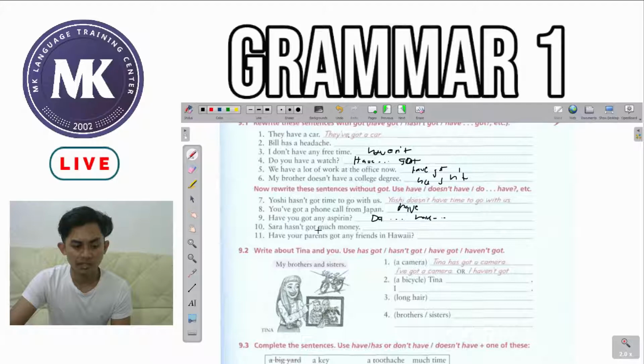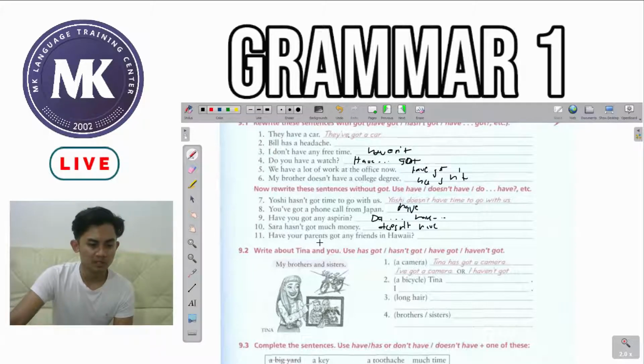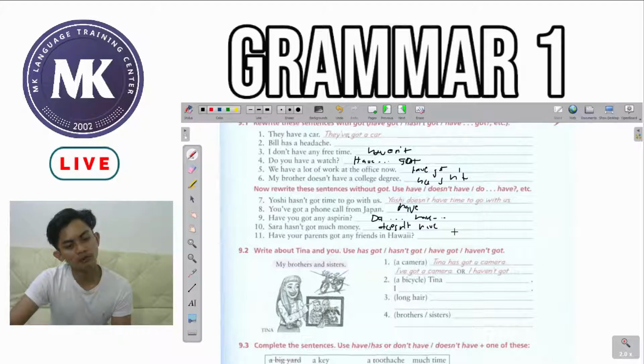Okay, number 10, Sarah hasn't got a lot of money. So we have to write this as Sarah doesn't have much money. Okay, so number 11, have your parents got any friends in Hawaii? So we have to write this as do your parents have any friends in Hawaii?